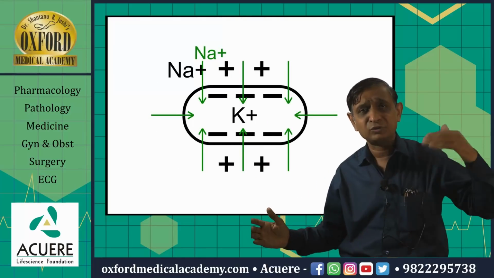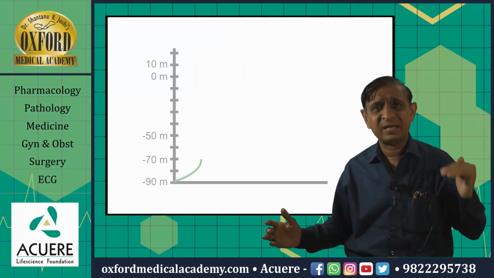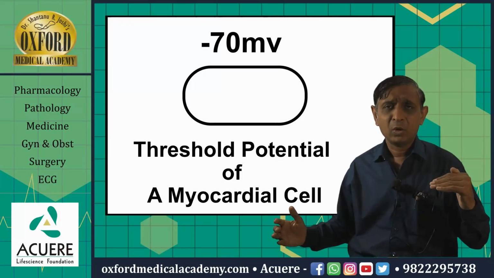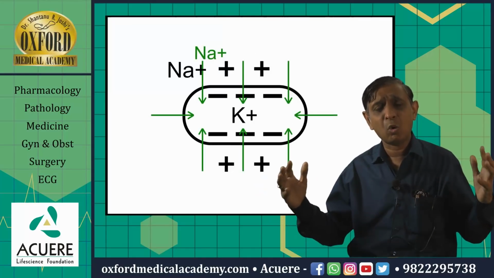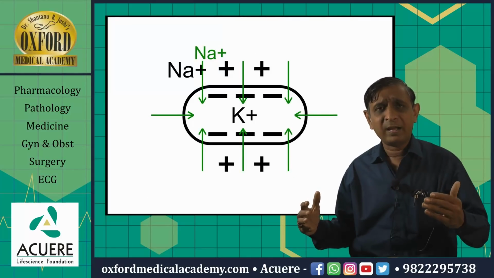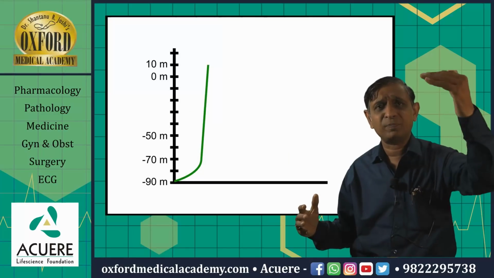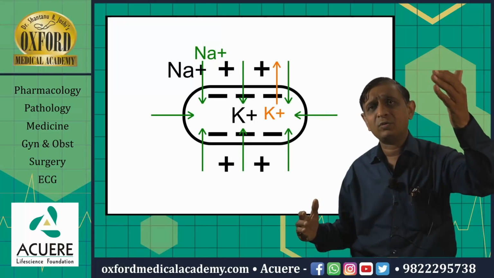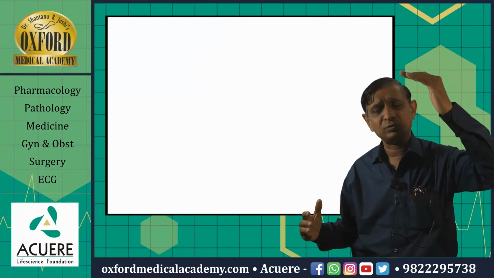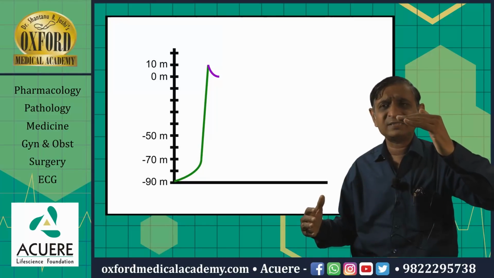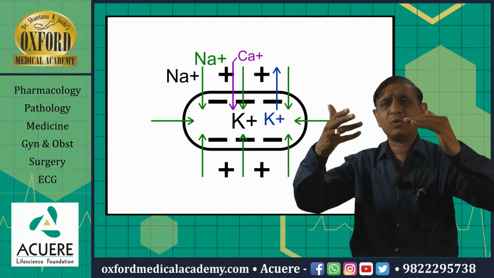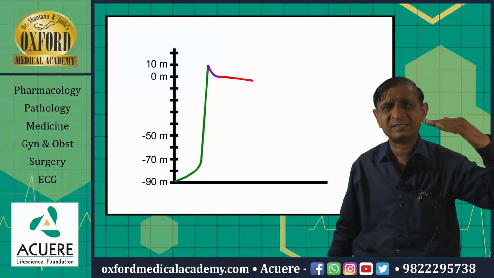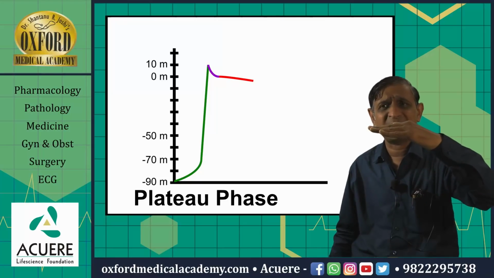Now we have started from sodium. Beginning with minus 90 millivolts, it comes to minus 70 millivolts. Minus 70 millivolts is a threshold potential, where many sodium channels open at a time, and the electronegativity of the cell becomes electropositive, plus 10. Then after that, the potassium from inside the cell starts going out. It will come from plus 10 to 0. At 0, some potassium was going out and some calcium was coming in. Both are positive, balancing each other. Therefore, electrically, the cell will be neutral. This is known as a plateau phase.